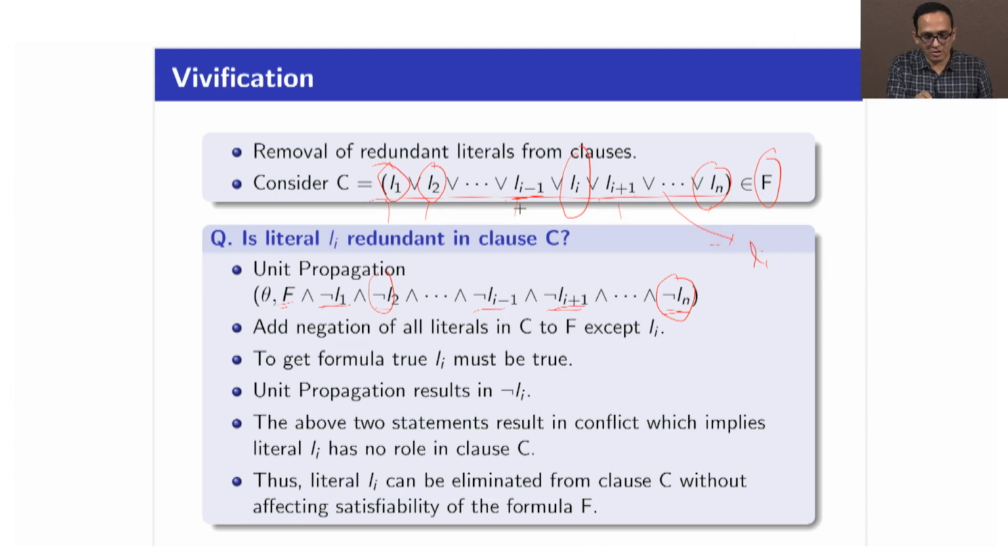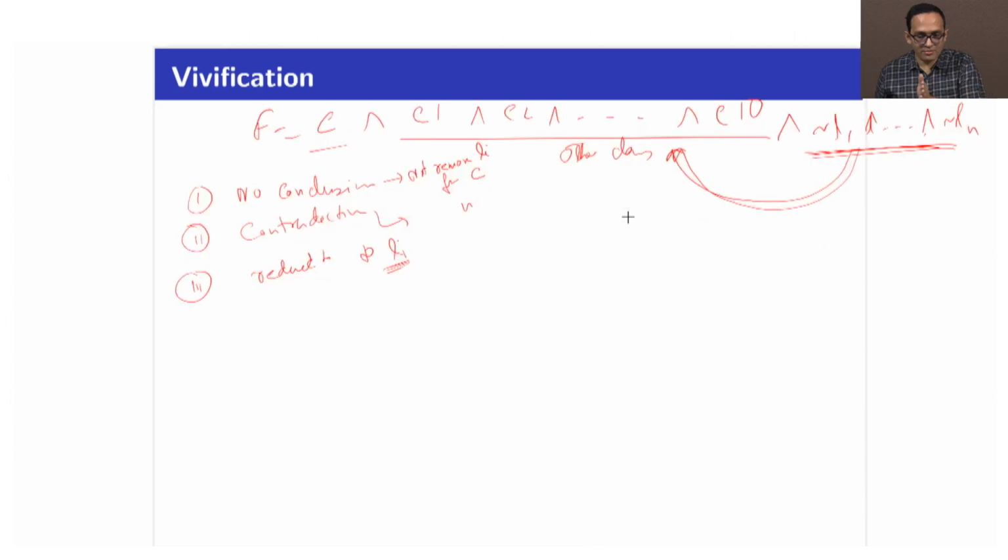That means in this clause all the other literals are false except Li. So, Li has to be true, and only then will this clause be true. The rest of the clauses are saying the same thing, that they also reduce to Li. So, if Li is true, then the rest of the clauses will also be true. That means Li is important here. Again, you cannot remove Li from C. So, in all these 3 scenarios you cannot remove Li from C.